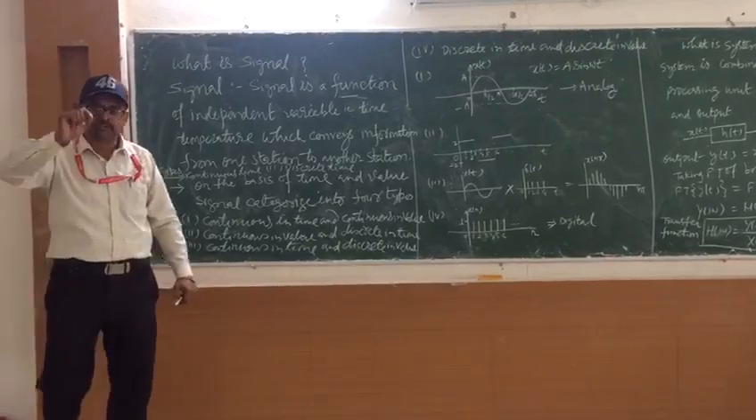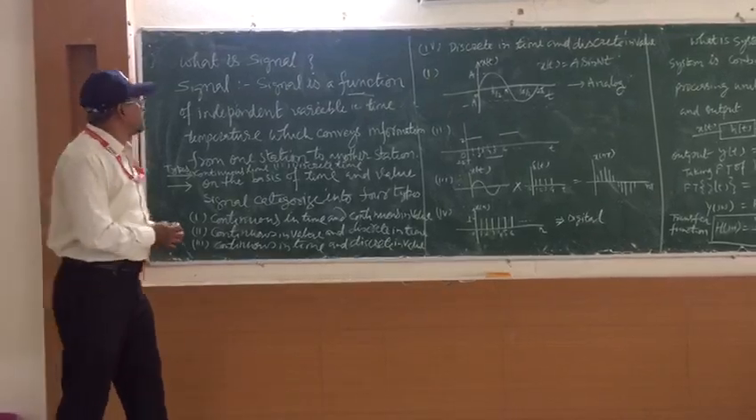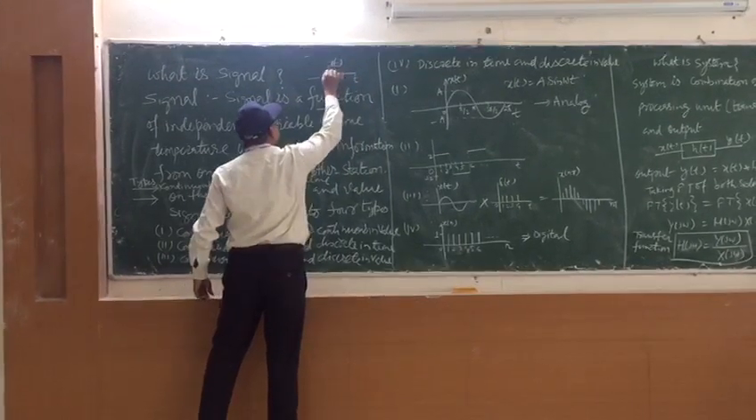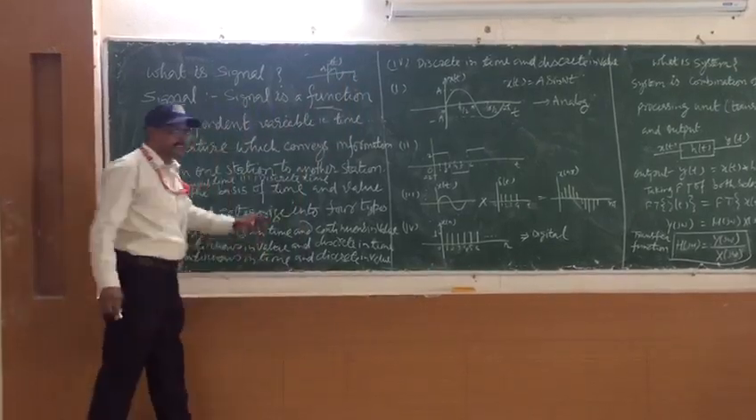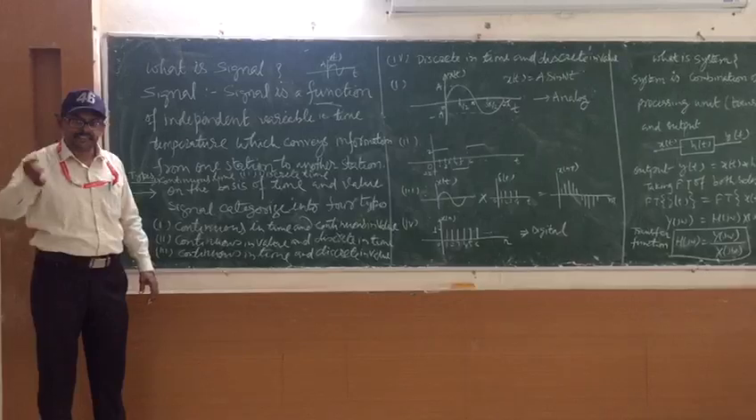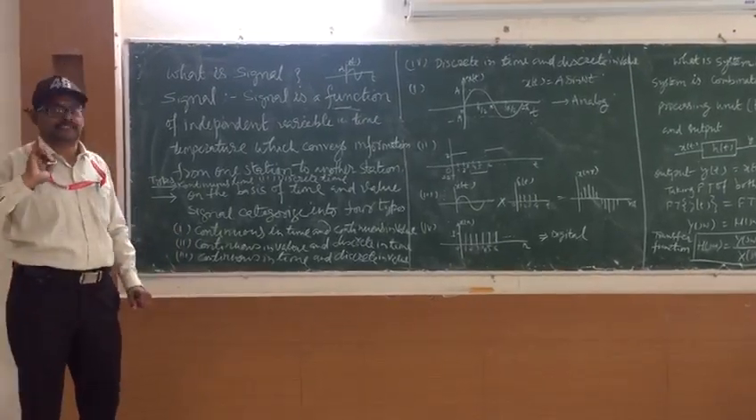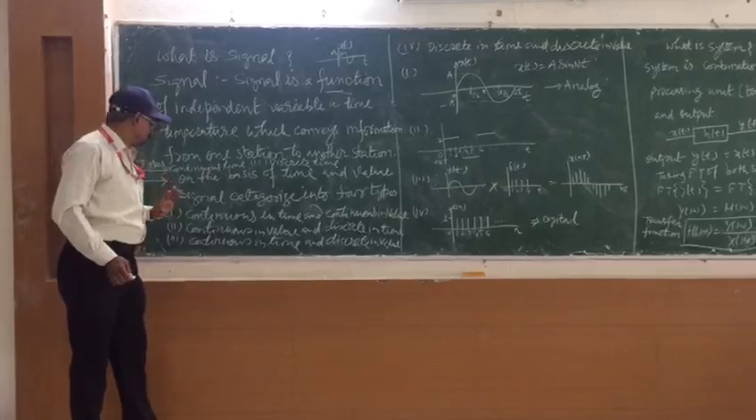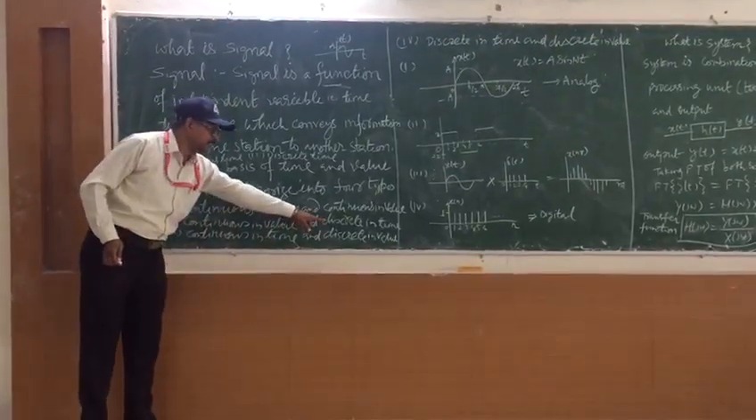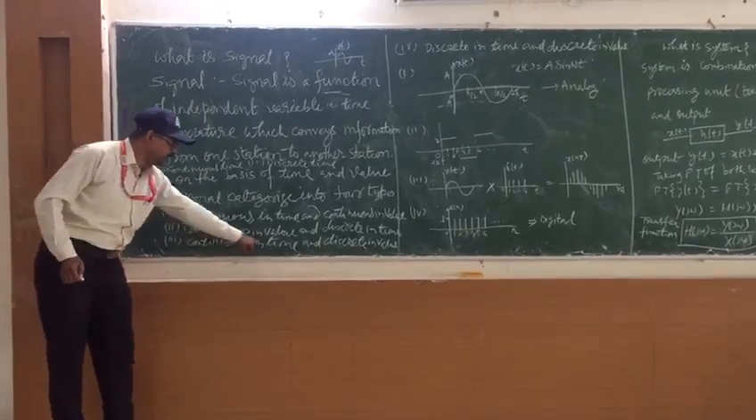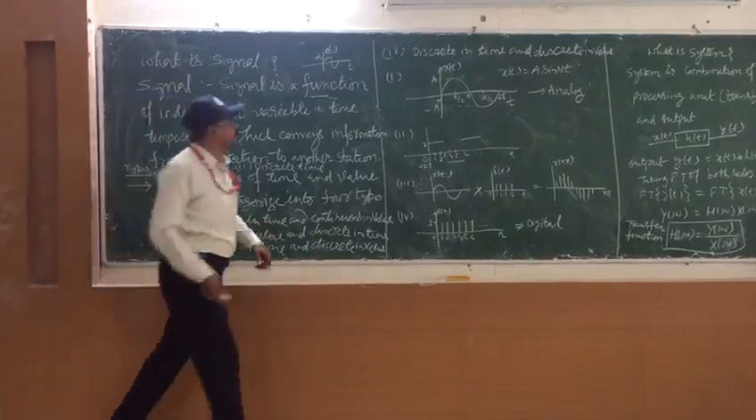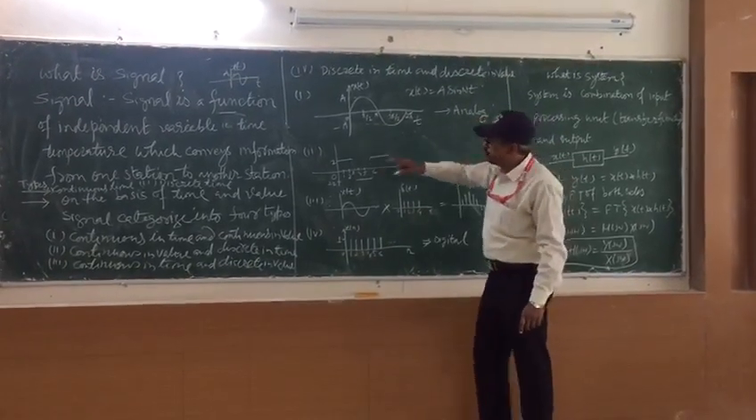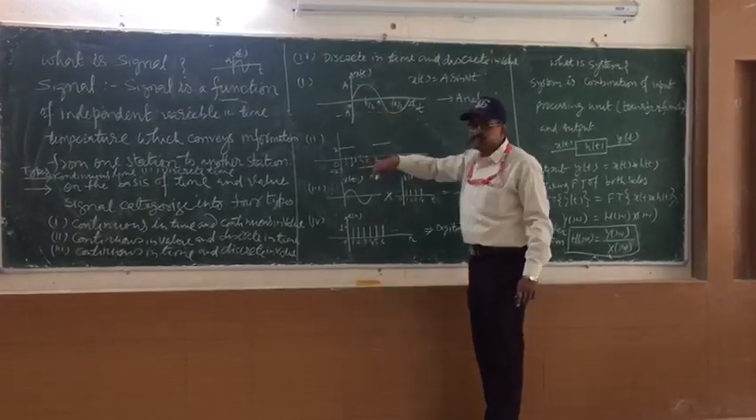Any signal can be represented in two dimensions: time and amplitude. This is the amplitude, and this is the time. On the basis of time and amplitude, signals are again categorized into four types. The first is continuous in time and continuous in value. The second is continuous in value and discrete in time. Then continuous in time and discrete in value. Then we have both discrete in time and discrete in value.